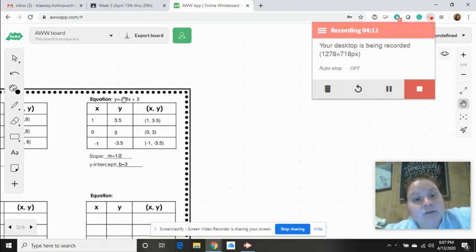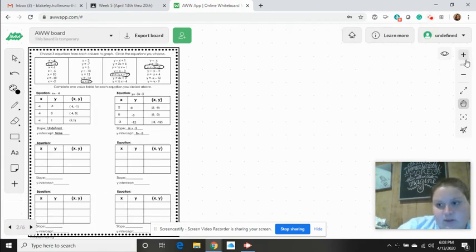So y equals 1/2 x plus 3. I still picked 1, 0, and -1. Substituting that in for x. So 1/2 times 1 plus 3. Well, 1/2 times 1 is 1/2 plus 3. That left me with 3.5. 0 times 1/2 is 0 plus 3 leaves me with 3. Okay, so that's how those go.